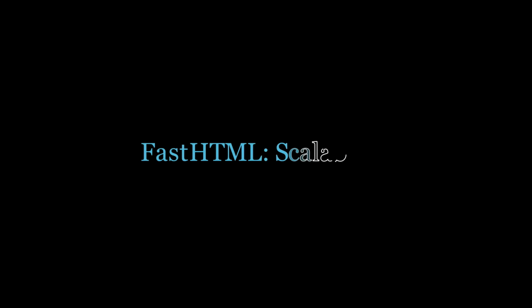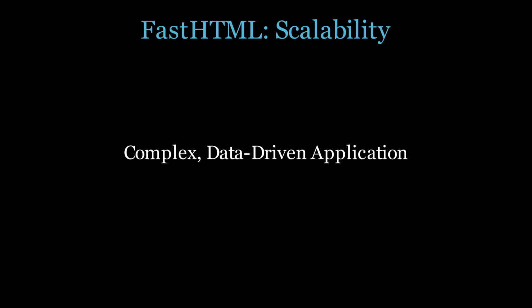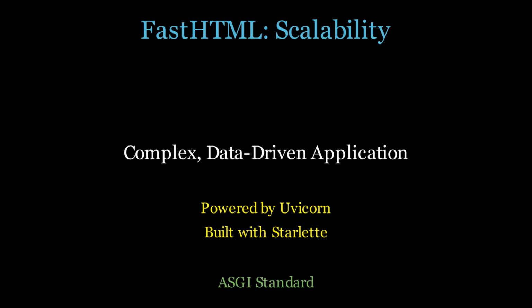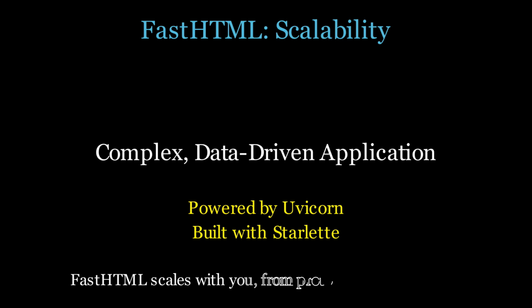Second, it's about scalability. Whether you're building a simple blog or a complex, data-driven application, FastHTML scales with you. It's built on the ASGI standard and uses Uvicorn and Starlette under the hood, so it's designed to handle anything from a small prototype to a large, scalable application.